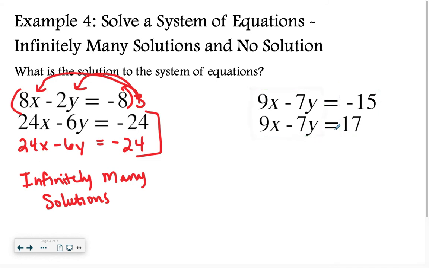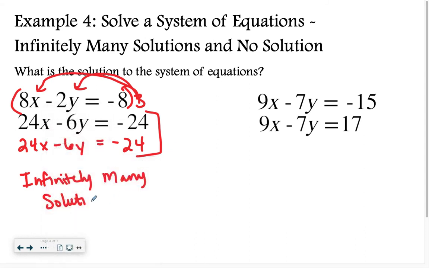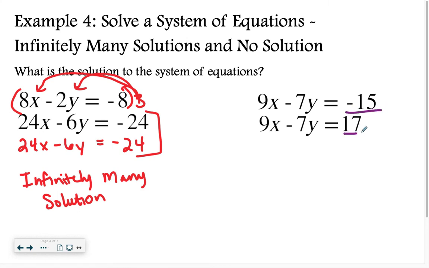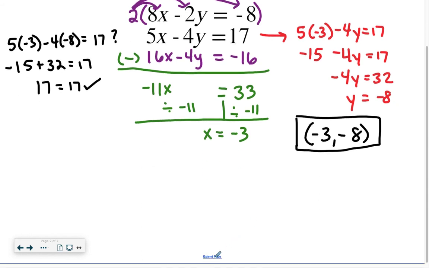So whenever your x and y portion is identical, what you need to do is look at the value that's all on its own. So in this case, -15 and 17, and say, hey, those aren't the same. That means this is automatically no solution. Okay? And I actually just realized I want to go back a couple of slides and talk a little bit more.